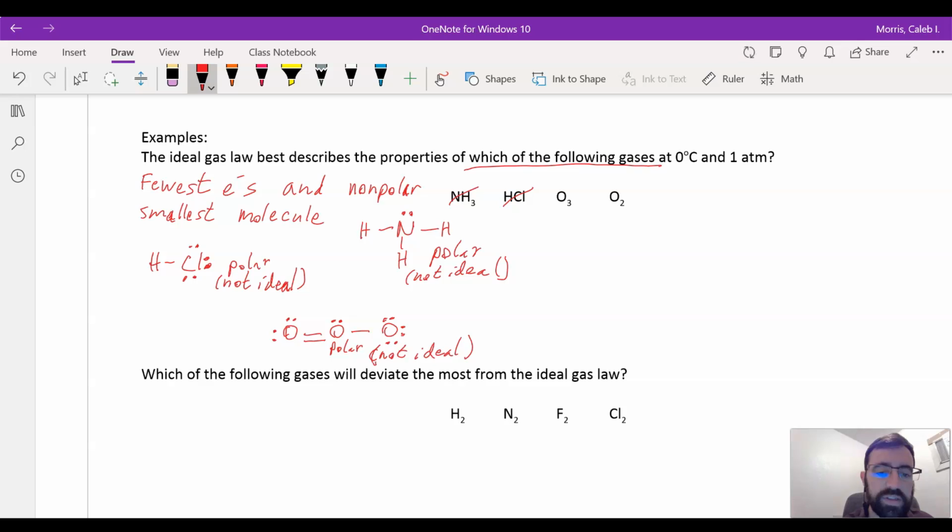That's supposed to be a parentheses, not a C. Sorry about that. This is also not ideal. Now it's a little bit better. This would actually be more ideal. NH3 is probably the least ideal because it's also a large molecule. It's a large molecule that's also polar.